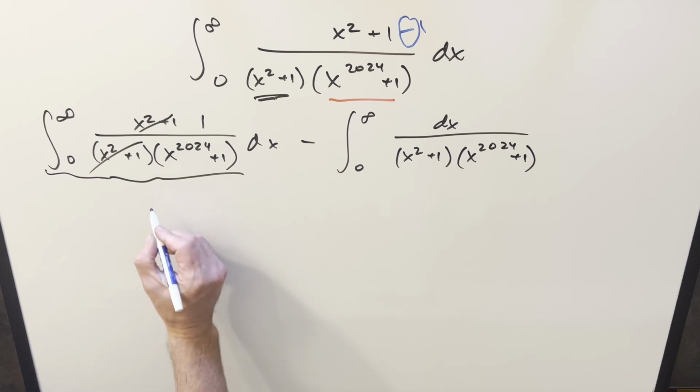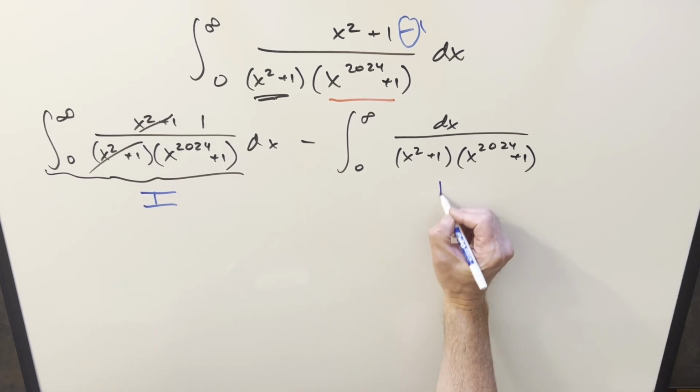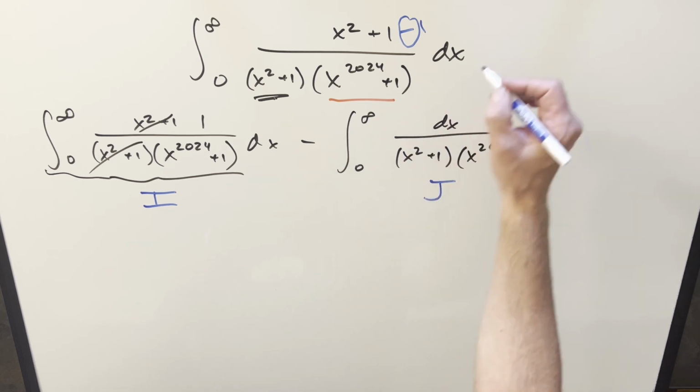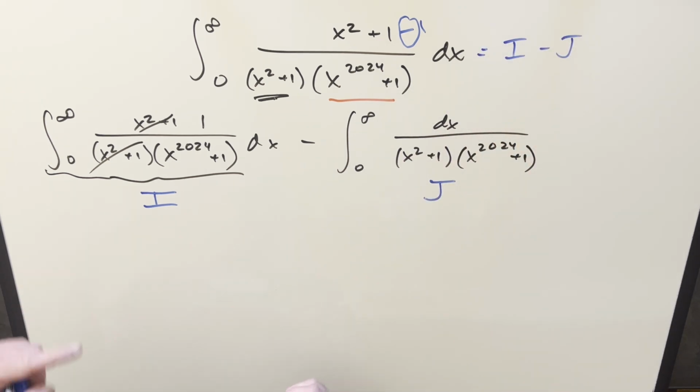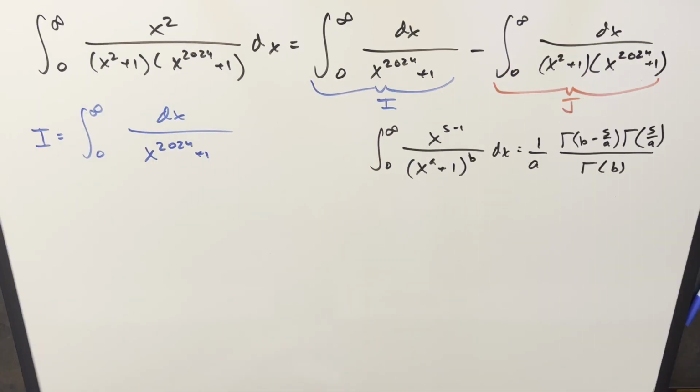And so what I want to do is let's put some labels on things. Let's call this first integral I. Let's call this second integral J. And so to get back to our solution, we're going to need just I minus J. So let me clean up the board, and we'll work on these two integrals separately.